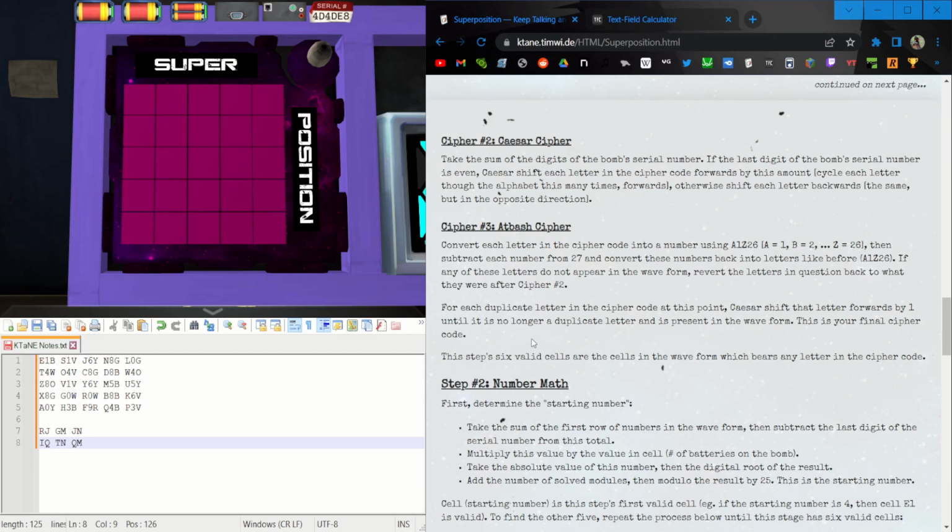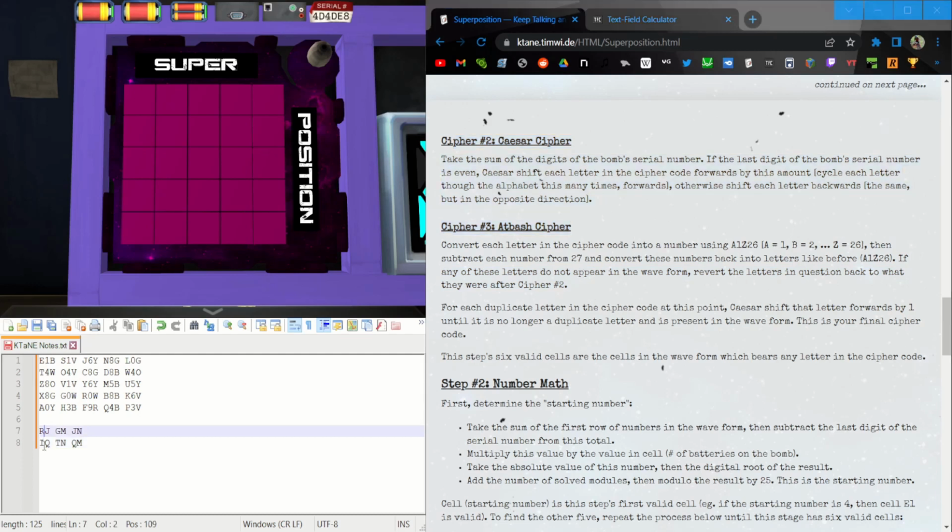So interesting. This is the one step where we cannot have duplicate letters. And additionally, we have an India here. As we found out earlier, India is the missing letter from this waveform. So we can't have that. When it says, if any of these letters do not appear, revert the letters back to where they were after step 2, or cipher 2, excuse me. So in this case, this one doesn't change, and we keep it as Romeo. Or you can just do an Atbash cipher again to get it in case you deleted your notes.